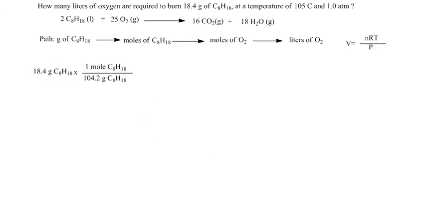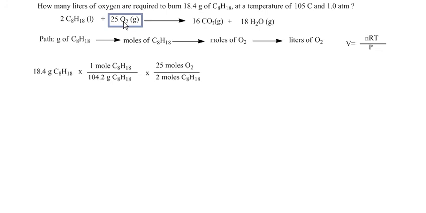We then convert from moles of C8H18 to moles of O2 using information from our balanced chemical equation, which tells us there are 25 moles of O2 for every 2 moles of C8H18. We find that this gives us 2.21 moles of O2.